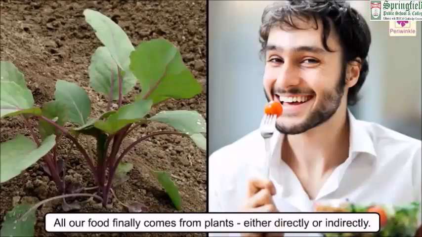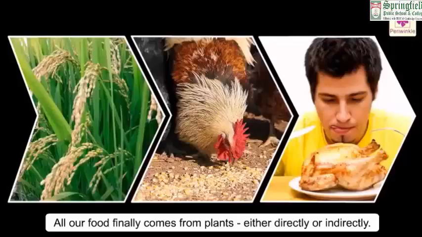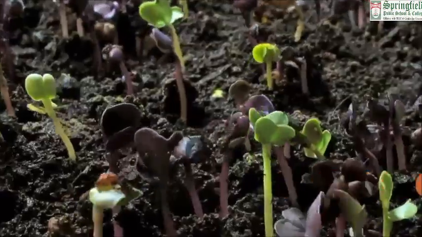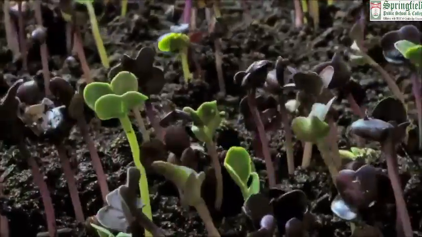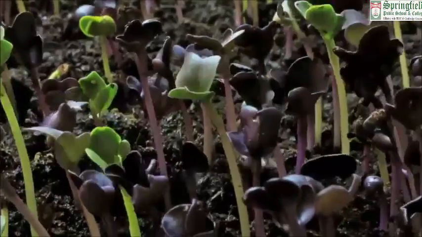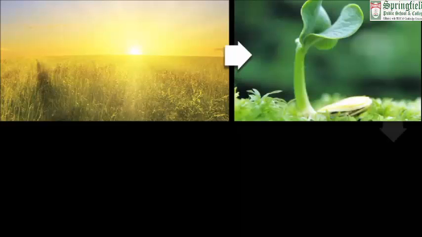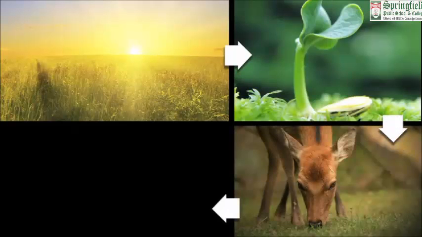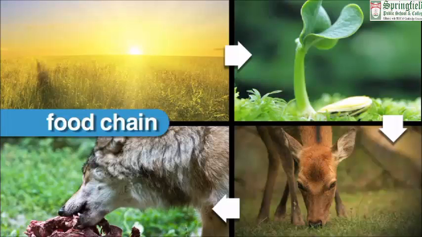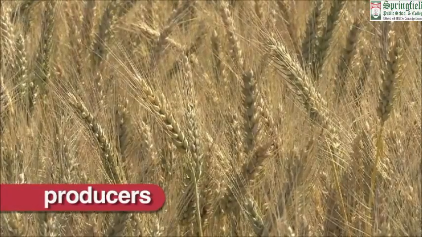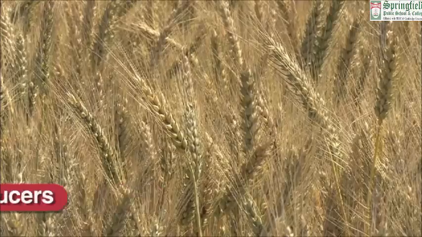All our food finally comes from plants, either directly or indirectly. Plants use photosynthesis to get energy. Every organism or living thing needs energy to live, grow, and change. All organisms get energy from food. To better understand how organisms get energy, we use a food chain. A food chain shows the relationship between plants and animals. All food begins with the sun. Plants are producers. Producers are at the beginning of a simple food chain. Plants get energy from the sun.